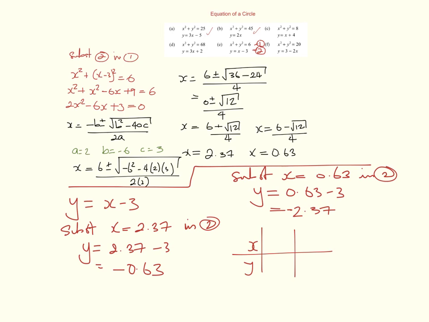So finally we can say our answers are as follows. When x was equal to 2.37, y was minus 0.63. When x was equal to 0.63, y was minus 2.37. Okay guys, so there we have it. And that is the end of that.